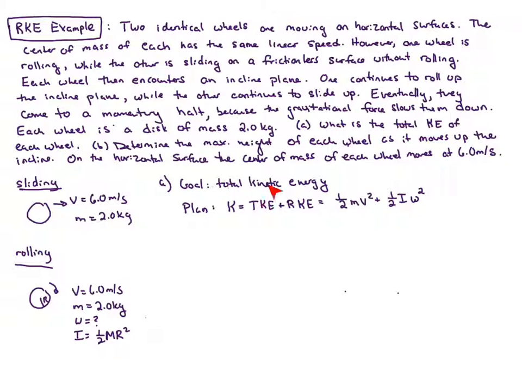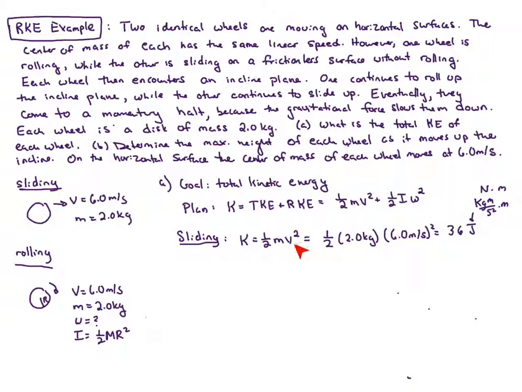Our goal is the total kinetic energy, and we remember that kinetic energy is our translational kinetic energy, or kinetic energy from the center of mass moving along in a line, plus the rotational kinetic energy, the kinetic energy we have from spinning. We know the equation for both of those: a half mv squared plus a half I omega squared. The sliding case is a really easy place to start because it's not spinning, so we don't have the half I omega squared. We just have a half mv squared.